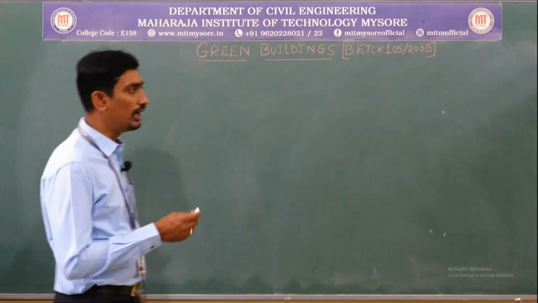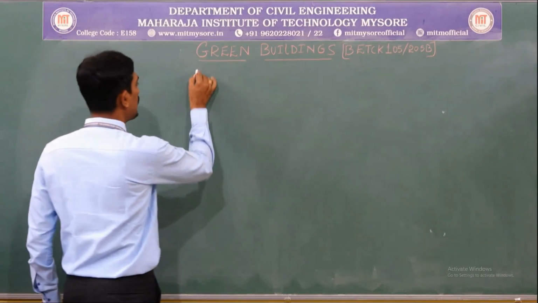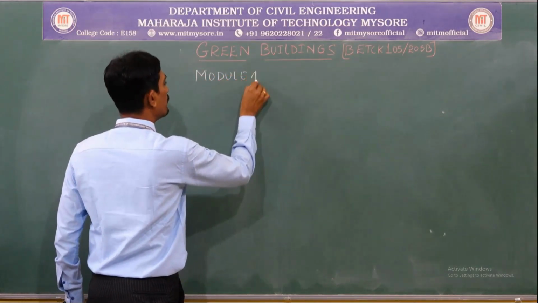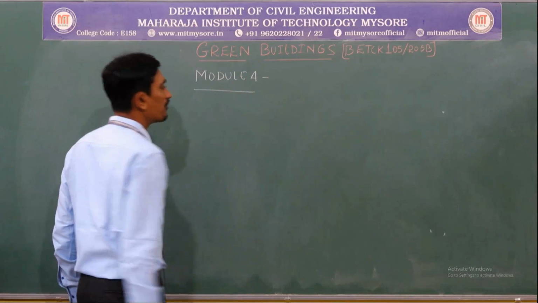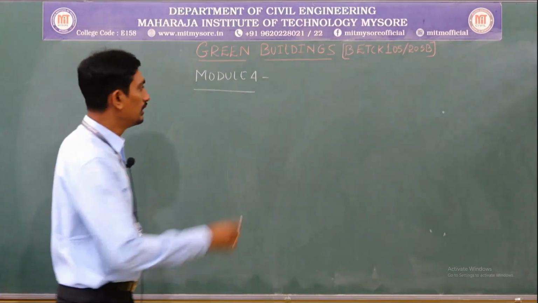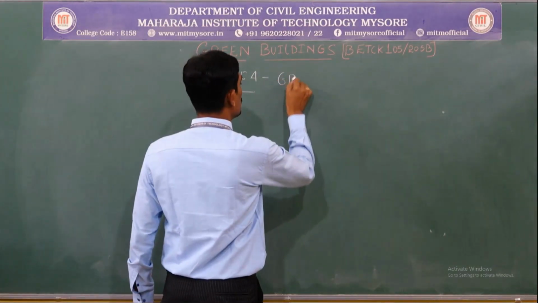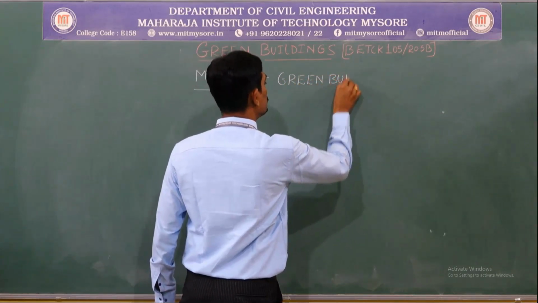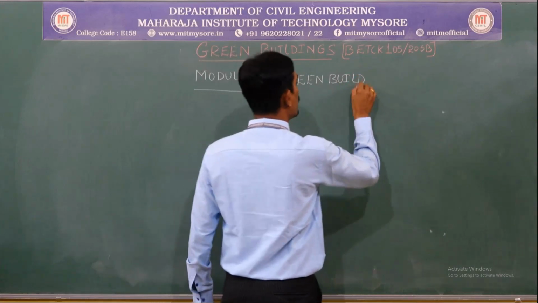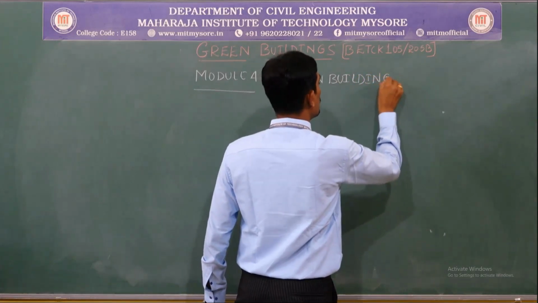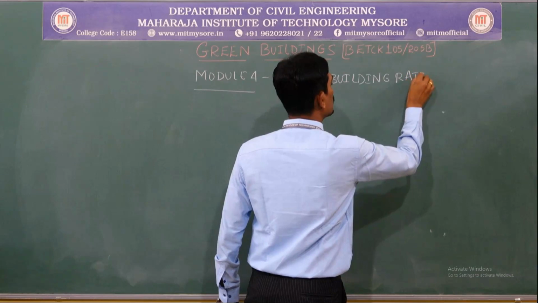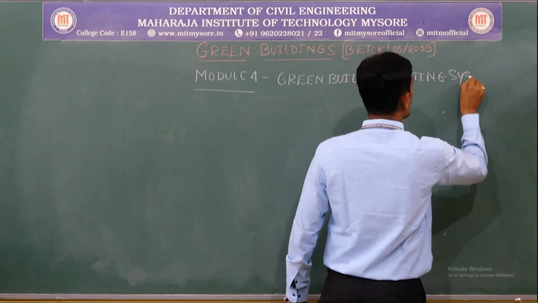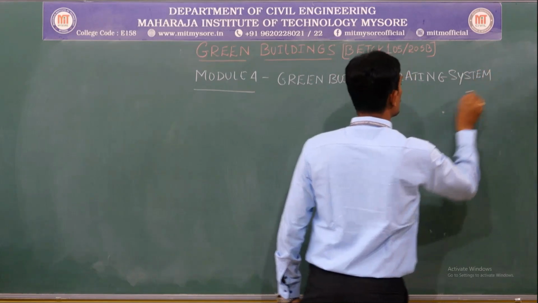Now, moving on to the next module, that is module number 4. Module number 4 deals with the green building rating system.